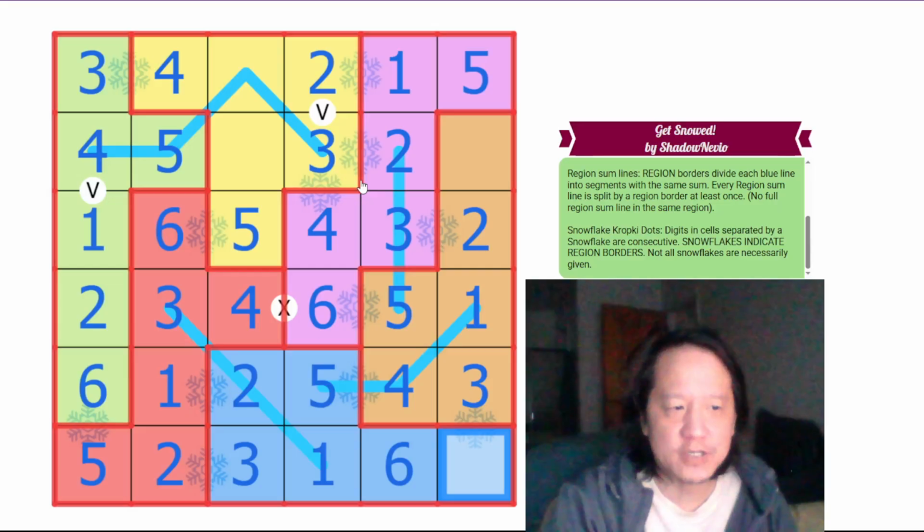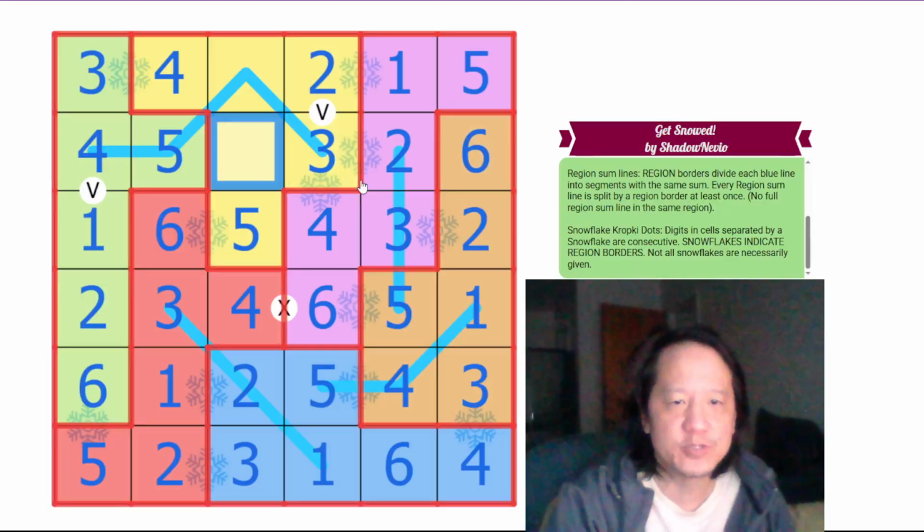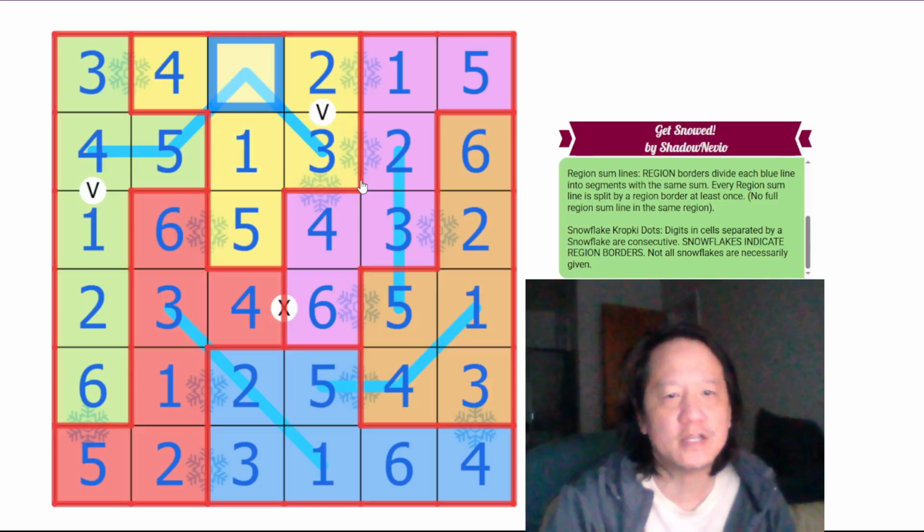The last digit in row 6 is a 4, which means the last digit in column 6 is a 6, which means the last digit in row 2 is a 1. The last digit in column 3 is a 6.